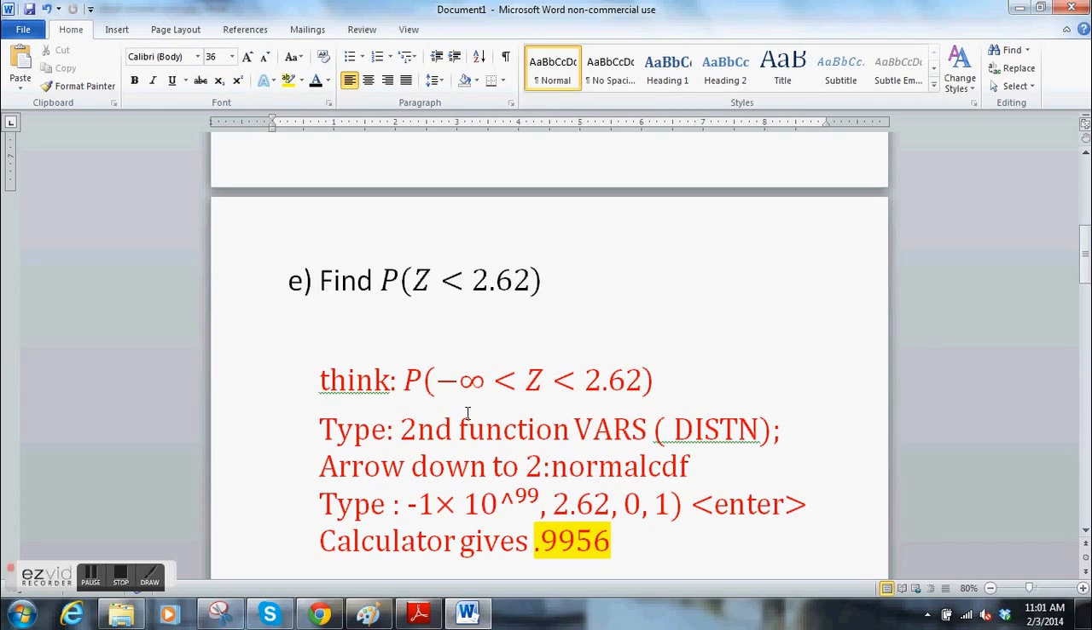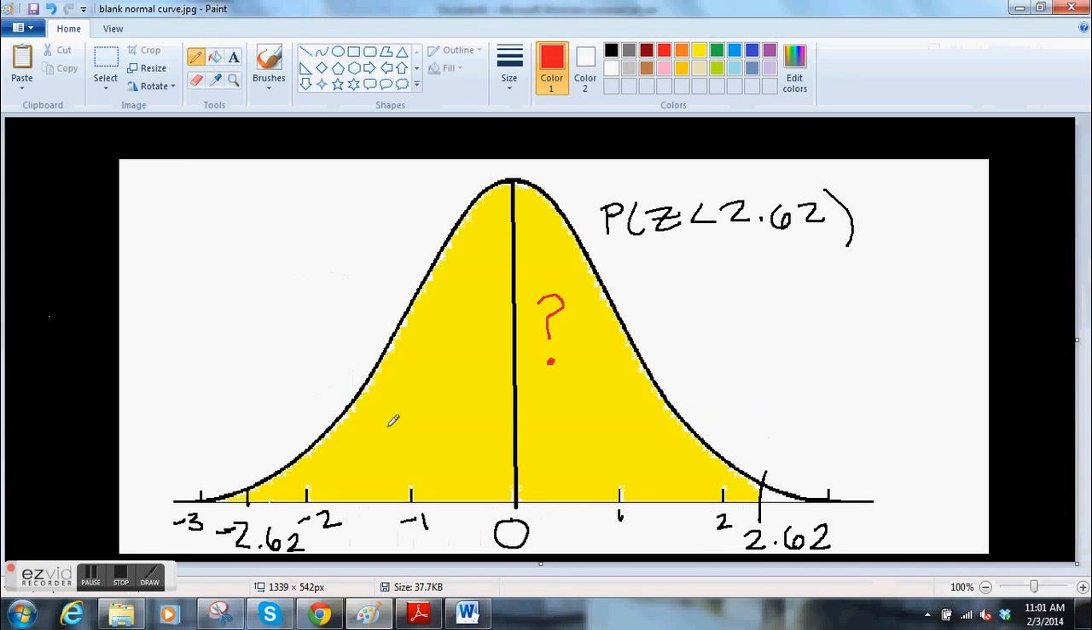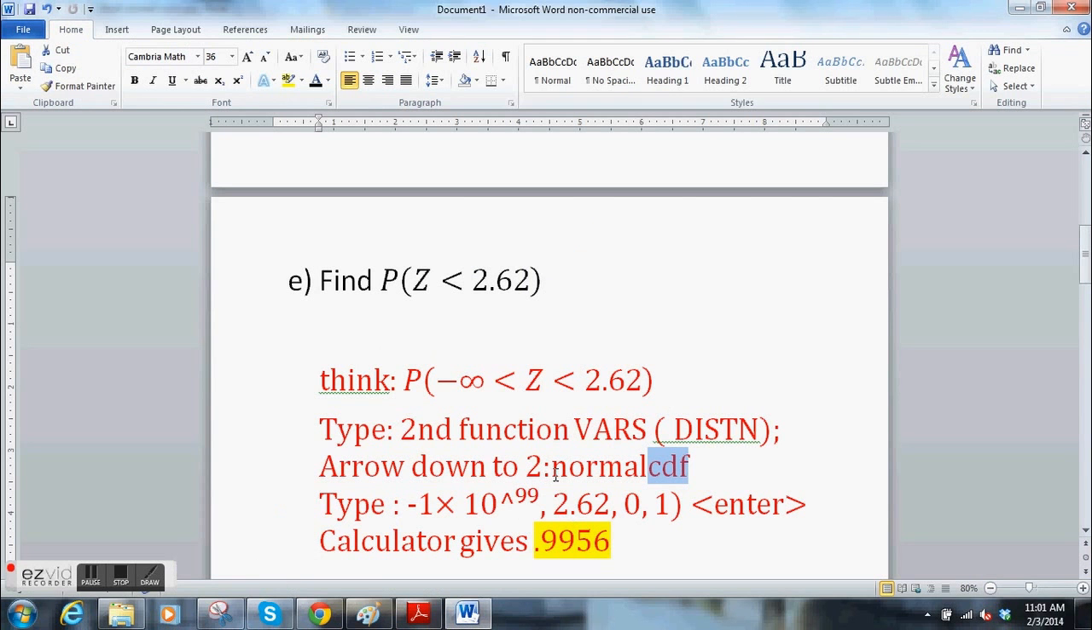So turn on your calculator, go to second function. For me, it's a yellow button. For some of you, it's a blue button. And go to VARS. I think that stands for variables. So hit second function variables, so you're actually hitting distribution because you want a normal distribution. Arrow down, use your arrow keys, and it's the second one. It says normal CDF. We're going to use the CDF. It's the cumulative distribution function because we want all the area. So, just think 2, normal CDF.